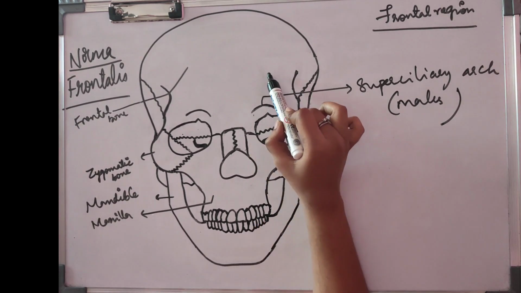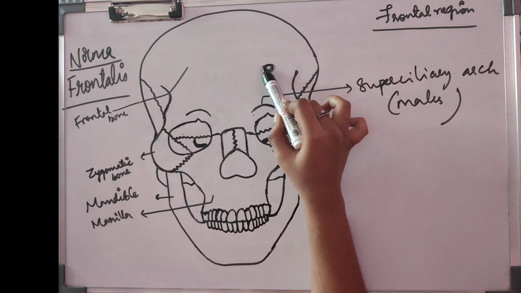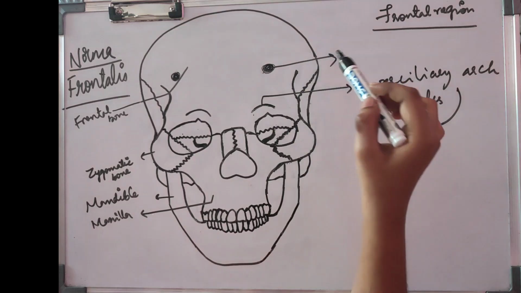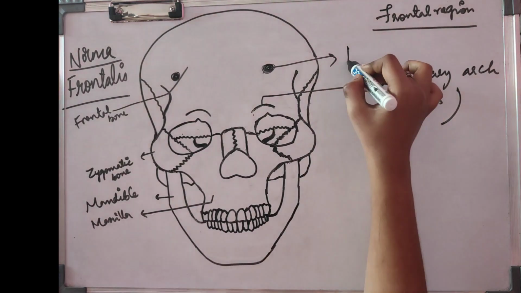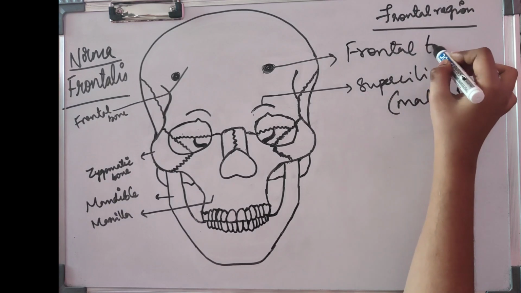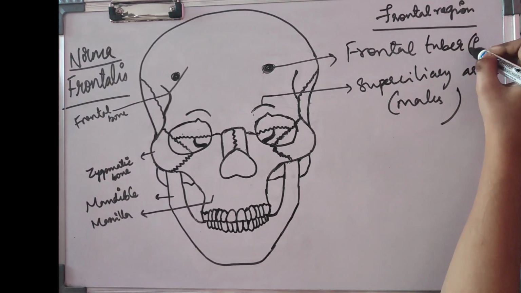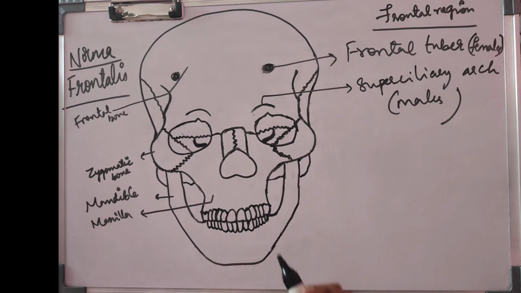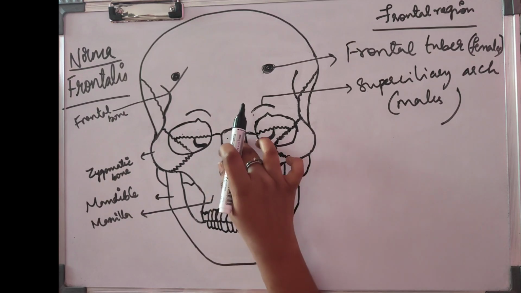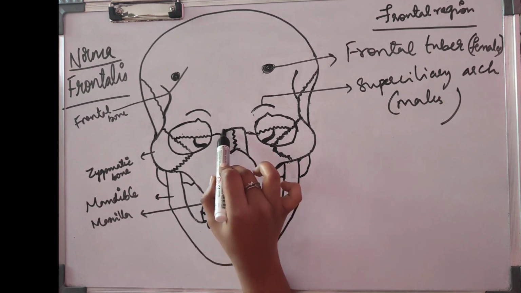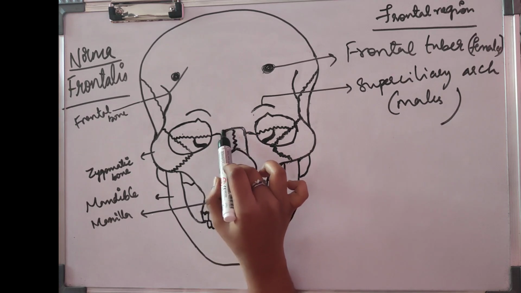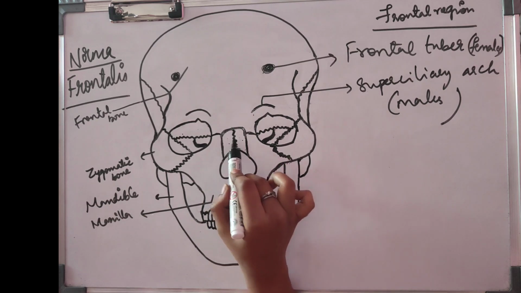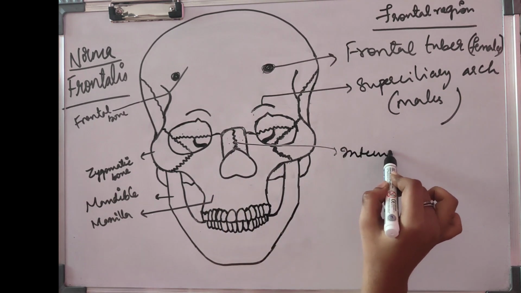Above the superciliary arches, we can find a rounded elevation on each side, and these are known as frontal tuber, and these are more prominent in females. And coming to this, these two are nasal bones, and this is the root of the nose. These two nasal bones are interconnected to each other by the internasal suture.